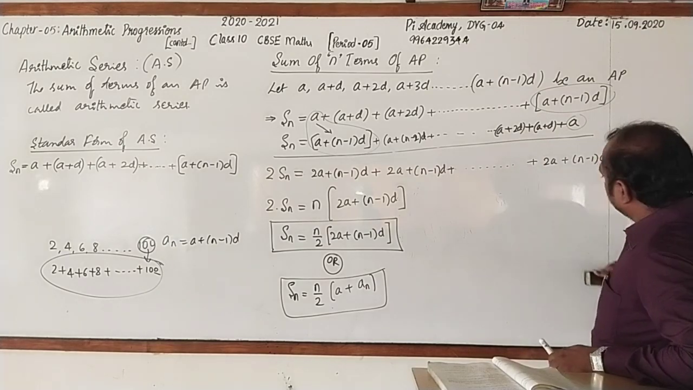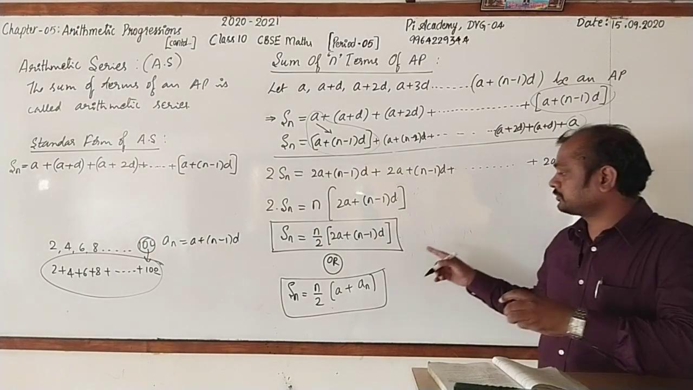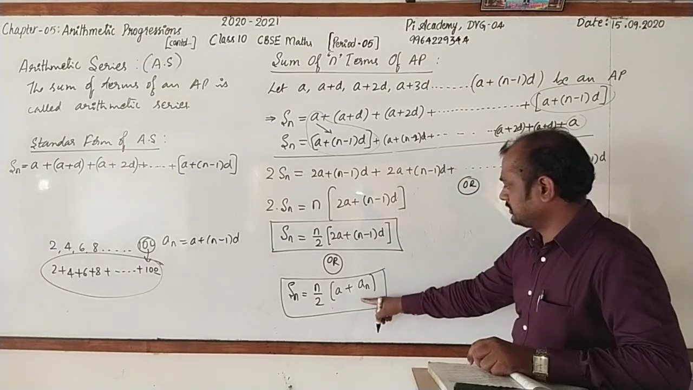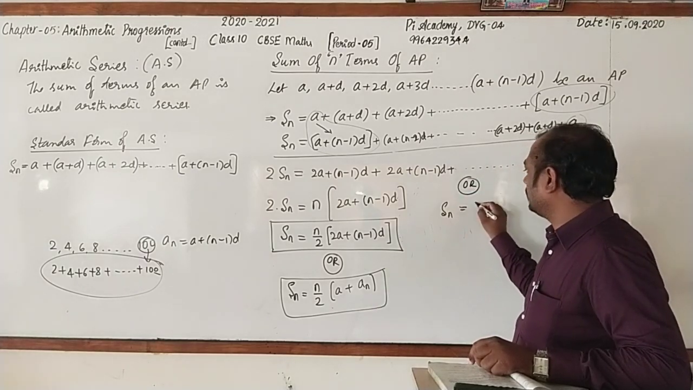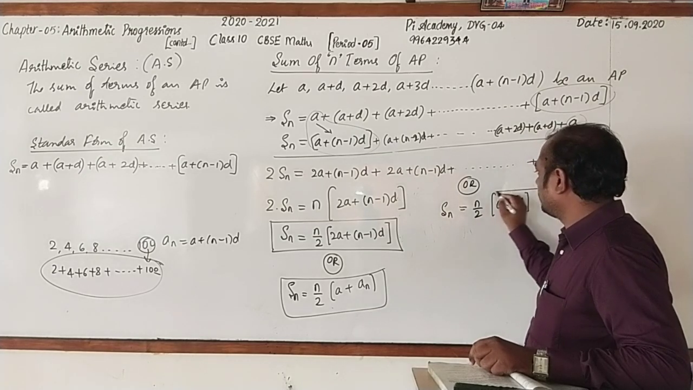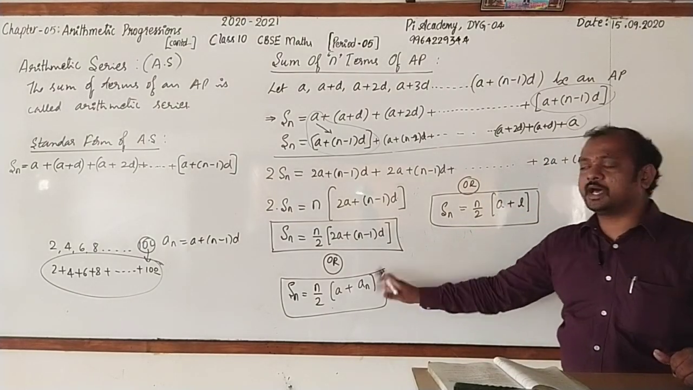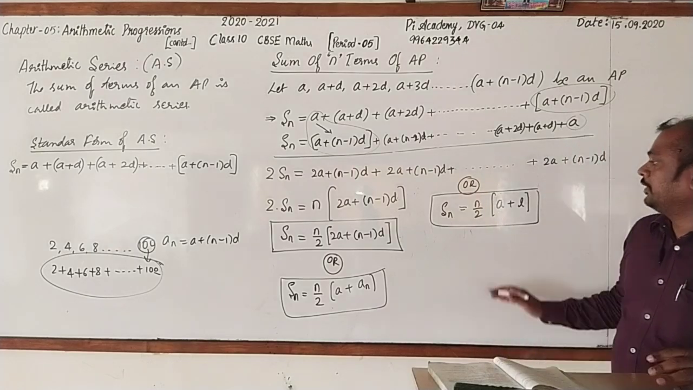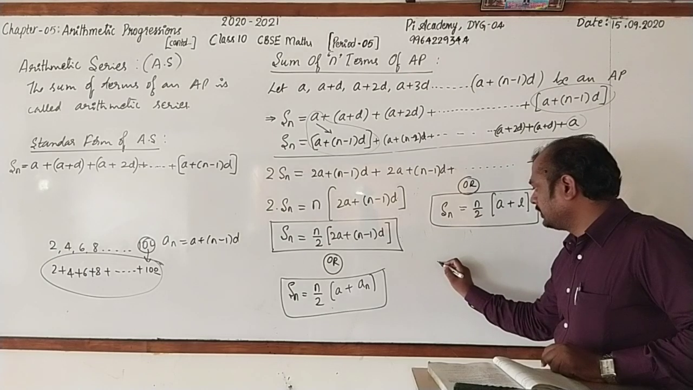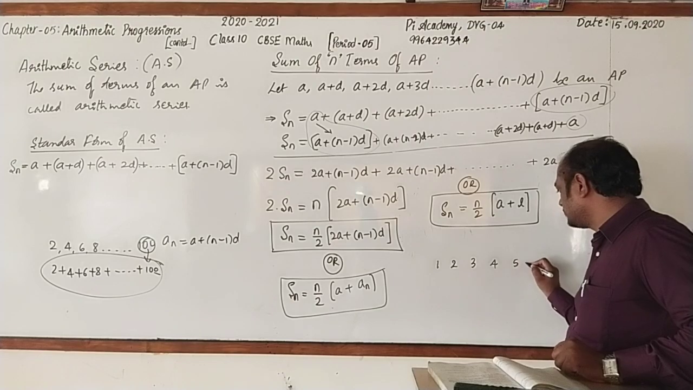And we all know that last term can also be represented with another letter L. You can also rewrite this as Sn is equal to n by 2 into a plus L. Follow? Number of terms, first term, last term. And one more information for you all. Observe it. Here, could you tell what are these numbers? What type of numbers are these?